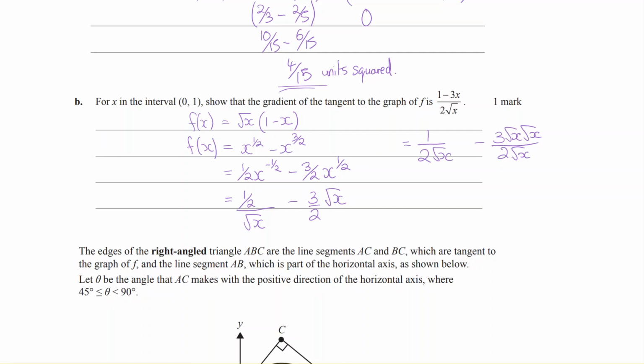So I've now got my common denominator. My root x times my root x here is just going to give me x. So I'll get 1 take 3x all over 2 root x. And there's my mark.